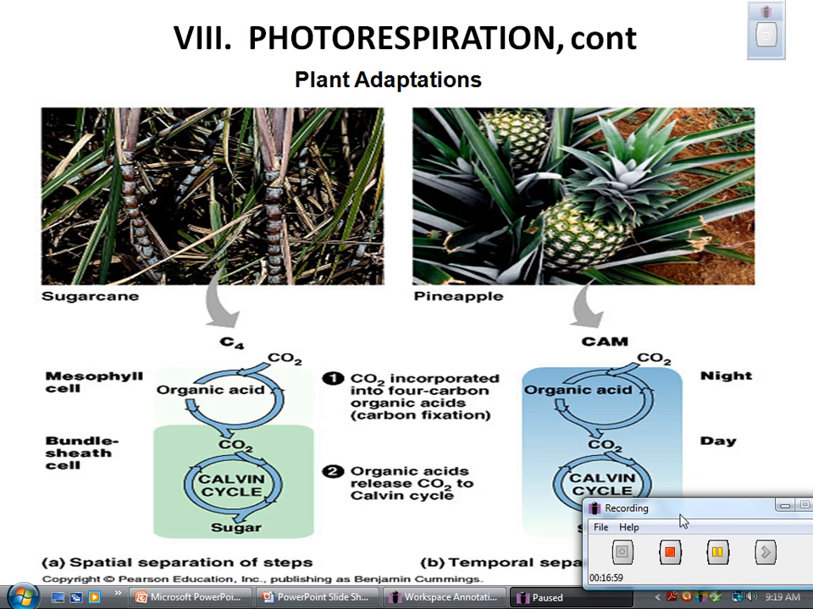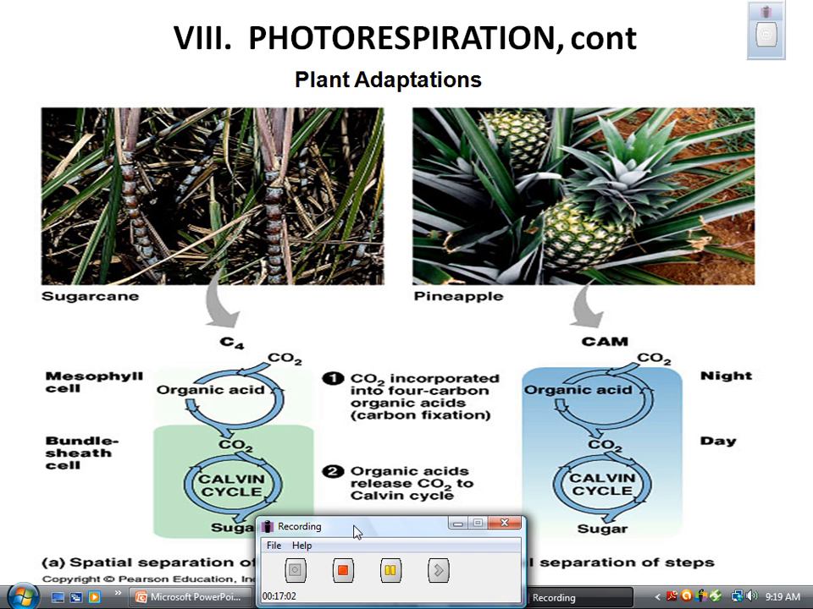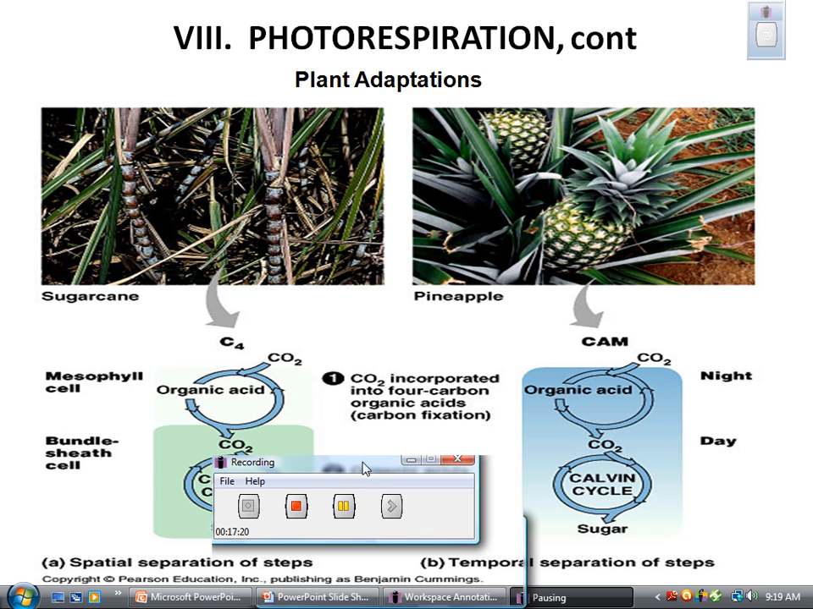So they're still going to go through the light reactions during the day, do the normal thing with the light reactions, exciting the photosystems and getting what they need, but then at nighttime is when they'll open up those stomata and fix the carbon into their sugars at night.